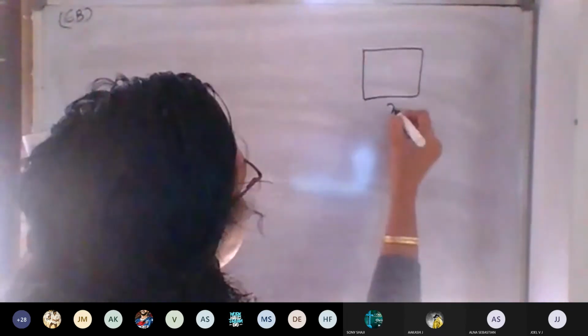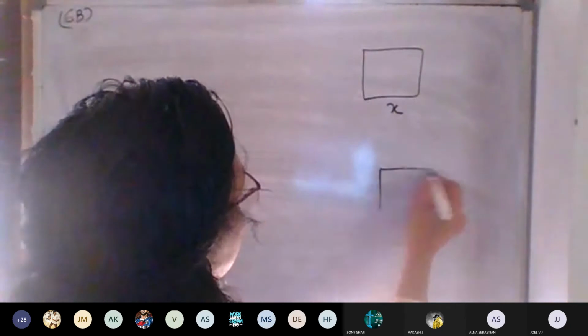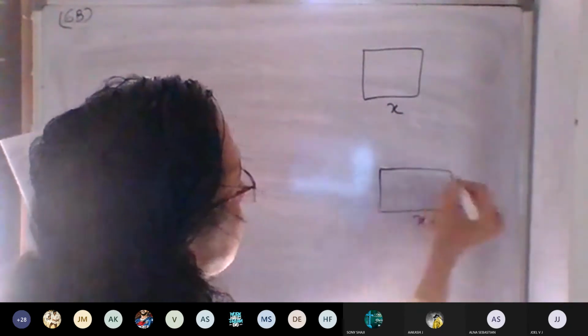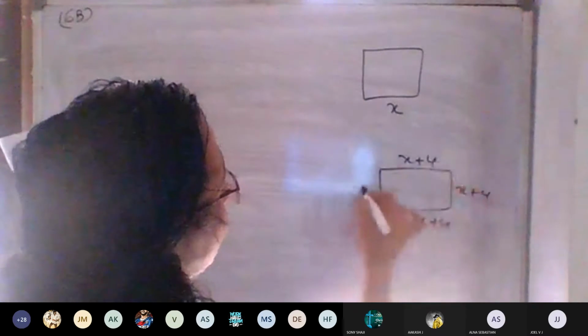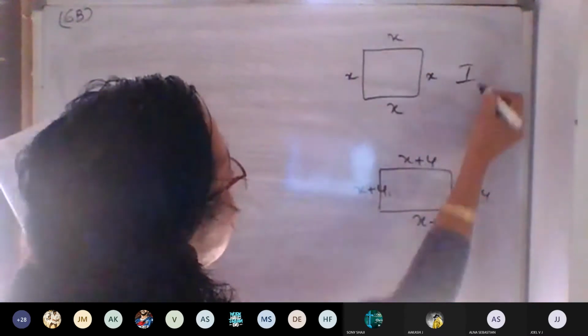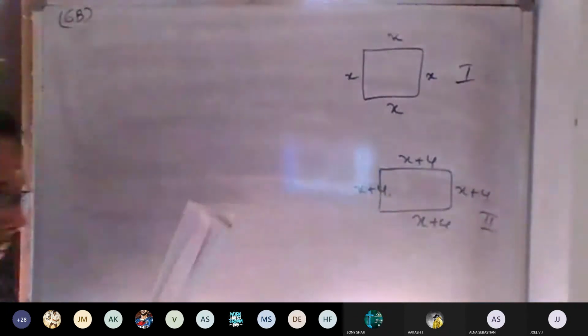656. So one square, two squares having sides. That means one square x and another square x plus 4. This is x, x, x. So this is the first square. This is the second square.